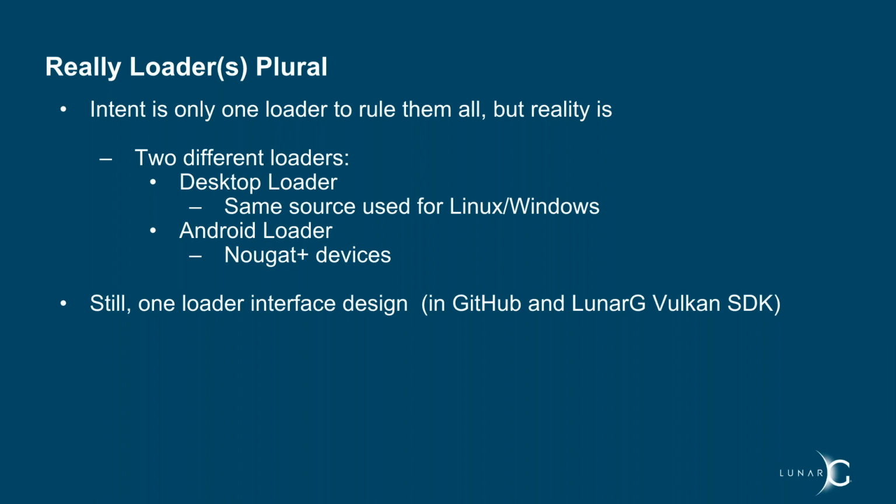I'm going to refer to loader in the singular sense pretty much throughout this presentation. But in reality, there's actually two different loaders. And the reason why is Android has its loader, which is a closed source loader, and that loader is available starting with Nougat. In many senses, we'll call that the mobile loader. On the other hand, we have what's called the desktop loader, and that's what we're going to be mostly focusing on here. And that will cover the loader that supports Windows and Linux.